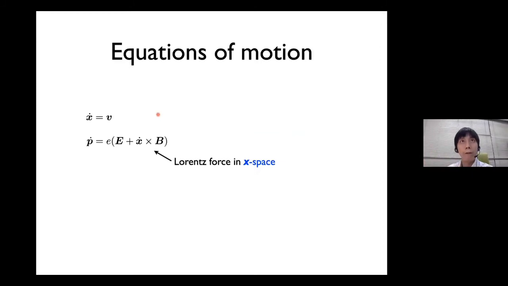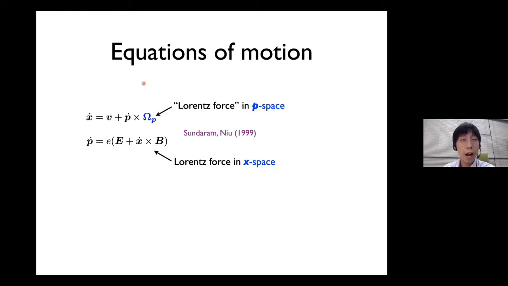So without the chirality of fermions, the conventional equations of motion are as follows. X dot is equal to the velocity, and P dot is equal to the Lorentz force acting on the charged particle. But what we have found is that for chiral fermions, we have an extra term due to the presence of the Berry curvature. And if we have an extra fictitious magnetic field in momentum space, then we have a corresponding fictitious Lorentz force acting on this quasi particle, expressed by P dot cross omega P.